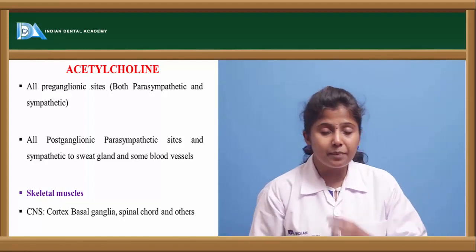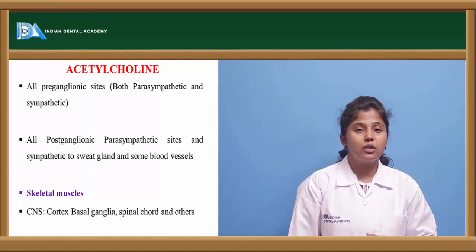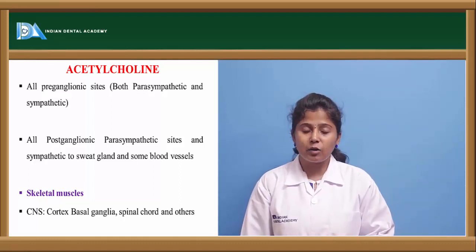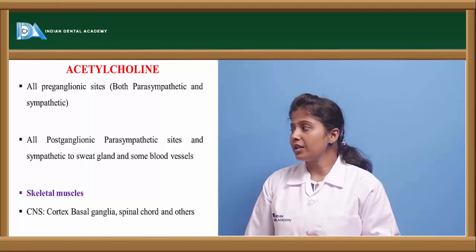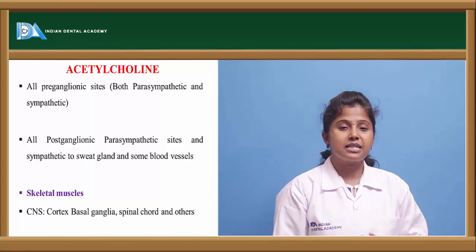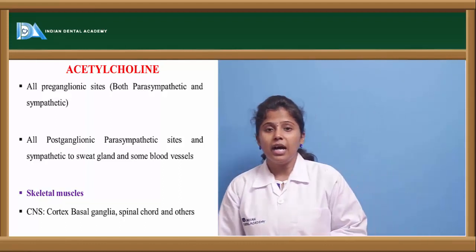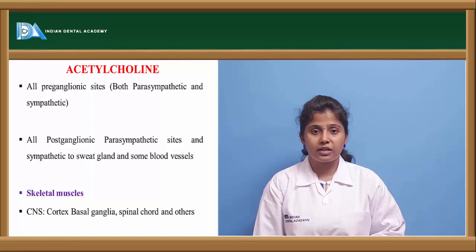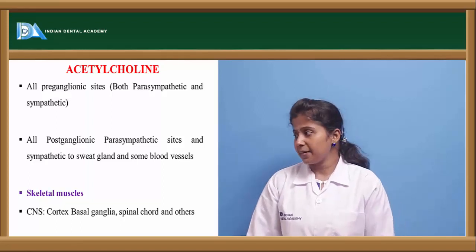These are all the locations of the receptors where acetylcholine is acting. In the parasympathetic nervous system we have muscarinic and nicotinic receptors, and in the sympathetic nervous system we have alpha and beta receptors. Acetylcholine will bind to the particular receptors wherever it is acting.